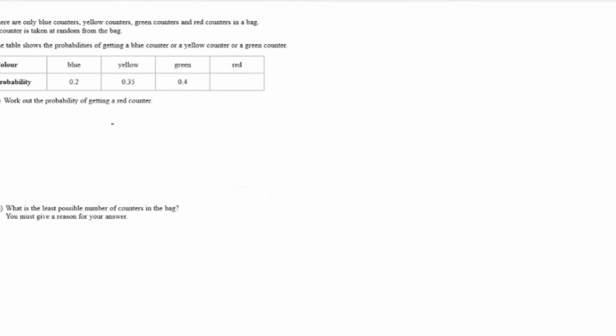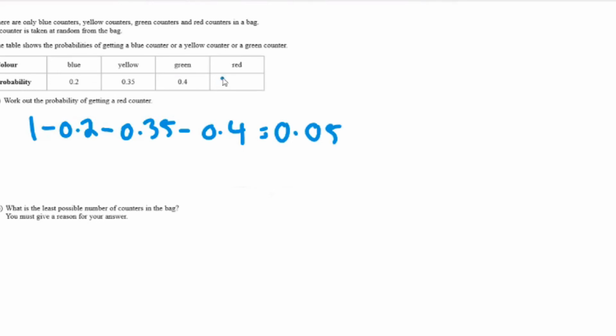Well, yet again, this is just a matter of the fact that they all add up to 1. So if you were to do 1 minus 0.2 minus 0.35 minus 0.4, that is going to leave you with 0.05 for the reds. From this, though, for part B, it said, what is the least possible number of counters in the bag? And give a reason.